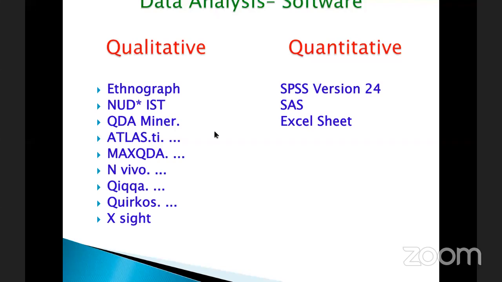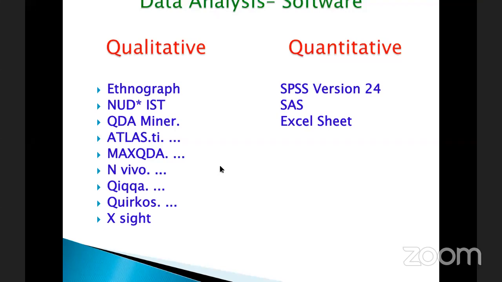For the qualitative, there are so many qualitative software packages available now, like Ethnograph, if you are conducting an ethnographic study, then NUDIST, Coda Minor, Atlas.ti, MAXQDA, NVivo. Note this, NVivo is very important because it is fast becoming popular and very useful software, and also Kuka, Turkus and Excite. But these are all free. They are not priced, so you can download and use them. Our students can use them.